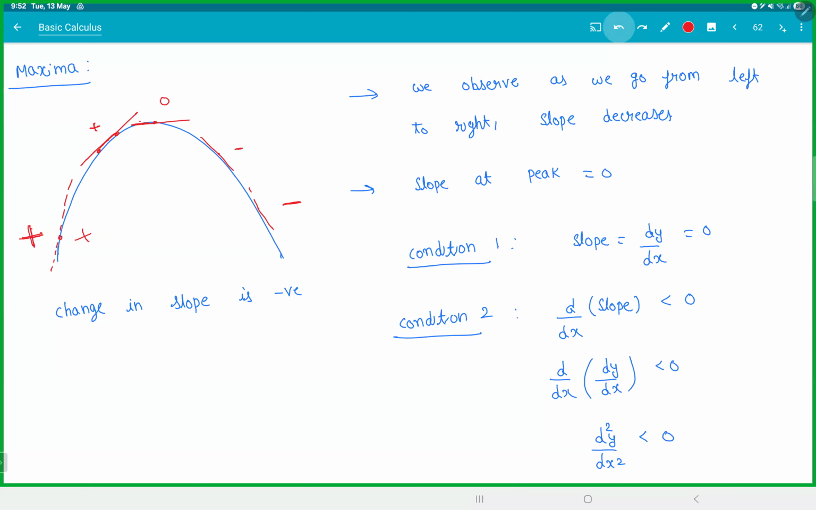So what is d of slope? Change in slope, no? So change in slope is negative. As you're traveling from left to right, you're observing the slope is decreasing continuously. So change in slope is always negative. Is that statement making sense, everyone? Yes, sir. This is a condition for maxima.